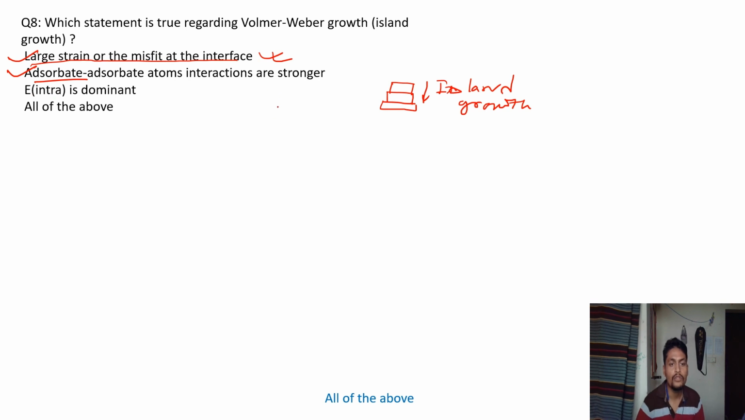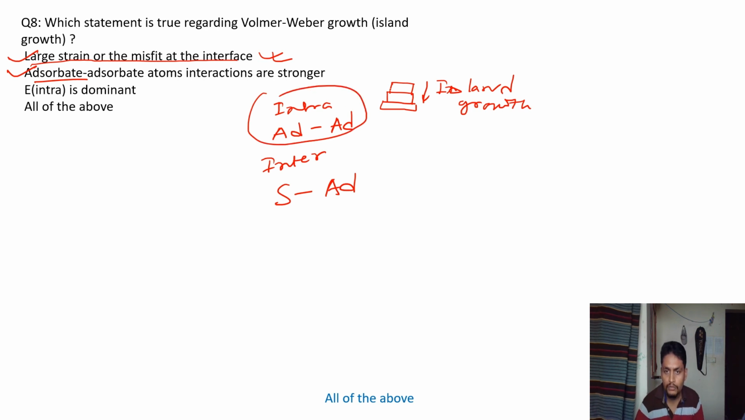Now, intra. What have you been told about intra? Intra is nothing but adatom, and inter is nothing but surface and adatom. So intra needs to be higher to grow the island. So this is also true. So this is my answer, all of that. Right? I hope you understand this.